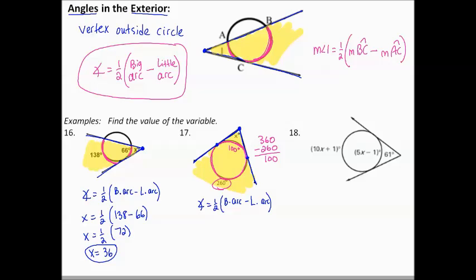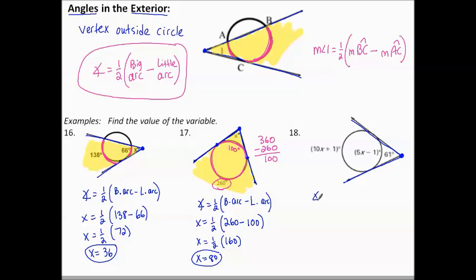Now we fill in the blanks. Angle X equals 1/2. The bigger arc is farther away, and the little arc is closer. And then we compute. And that's it. Now, sometimes you might have to deal with algebra, so let's look at this one.